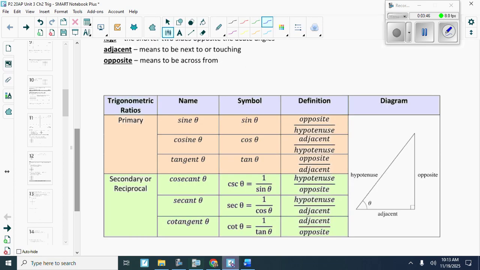What's new for you guys are the secondary, or what we call reciprocal ratios. They're not difficult other than that you need a definition and you just need to remember which one goes with which. So this one is called cosecant. Cosecant is simply the reciprocal of sine. If you don't have a cosecant button on your calculator, and it asks you to solve for the cosecant of 30 degrees, you would first do the sine of 30 degrees and then take the reciprocal of that.